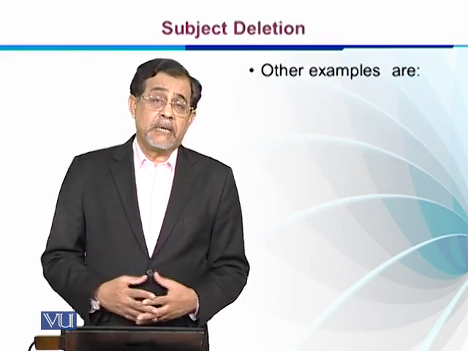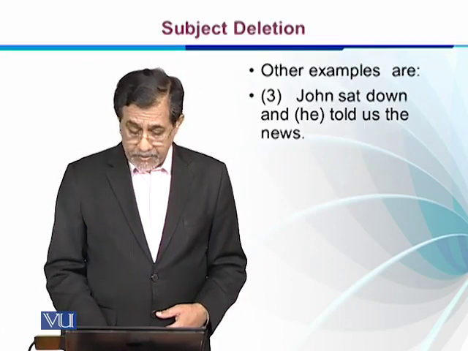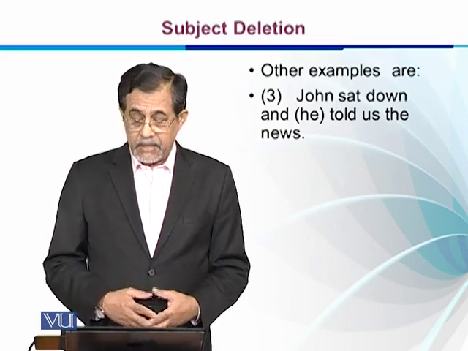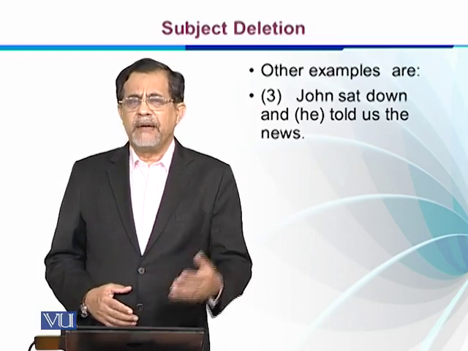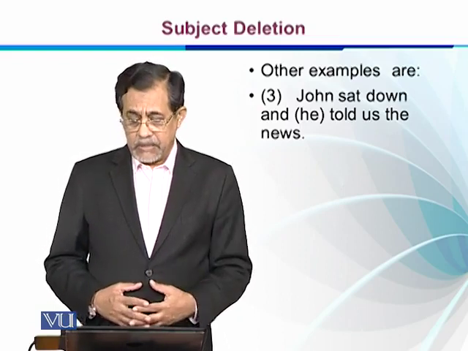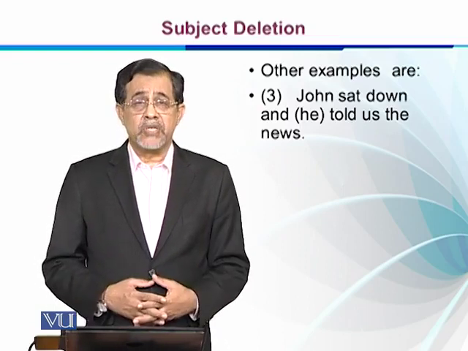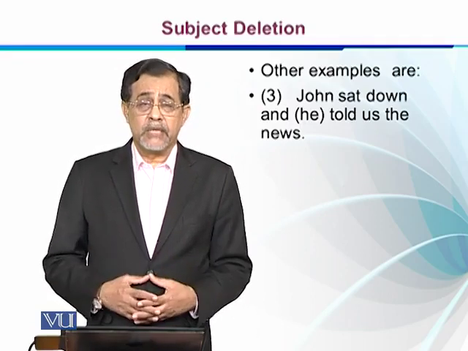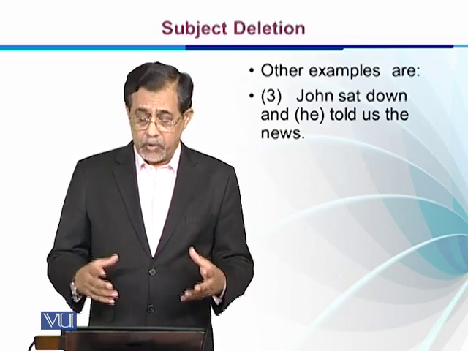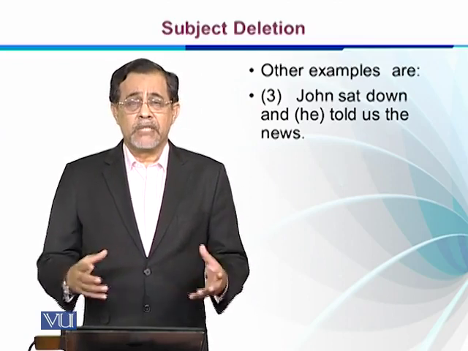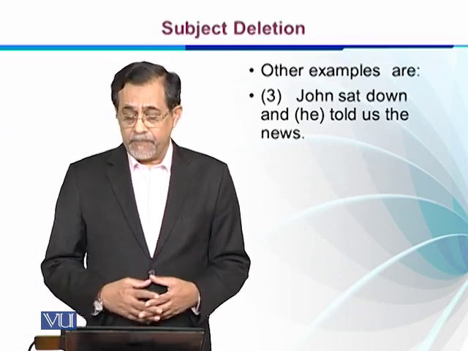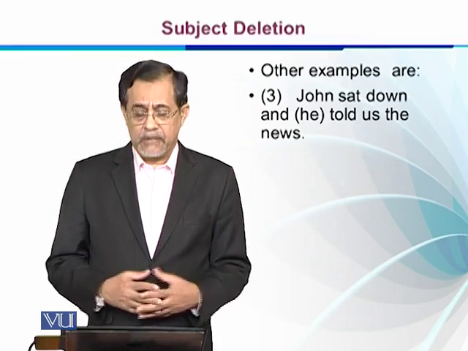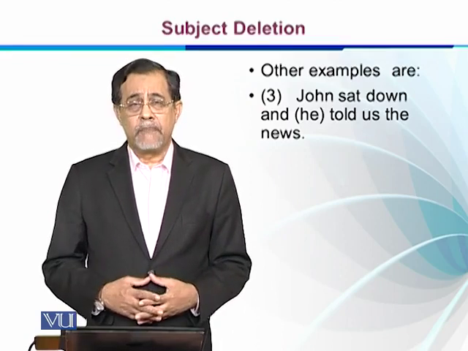There can be other examples as well. For example, John sat down and he told us the news. We don't have to repeat "he told us the news." We can simply say, John sat down and told us the news. We know that it has two independent clauses joined by and, right? So it's a compound sentence, and the subject of "told" is John, and we can use a pronoun for him.